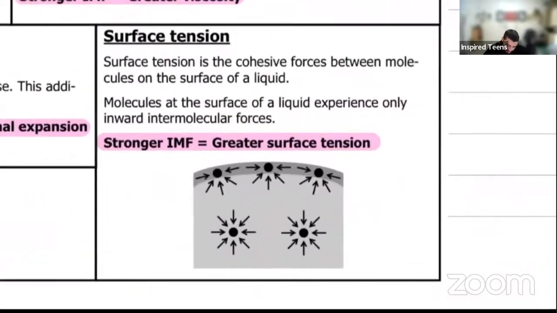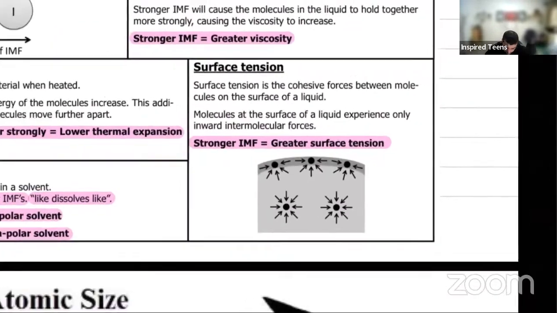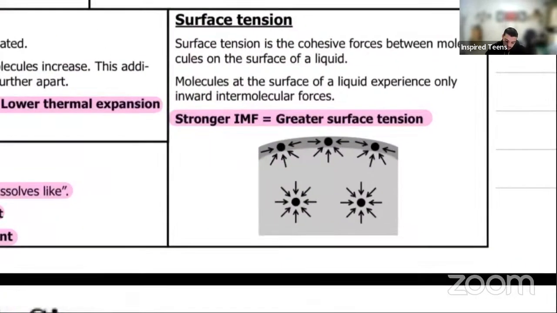So here, okay, surface tension is the cohesive forces between the molecules on the surface of the liquid, and it's bonding to the inside water molecules, because it's cohesive forces between molecules of the same substance. Okay, molecules at the surface of the liquid experience only inward intermolecular forces. So the greater the surface tension, the greater that they are attracted to one another, right, the greater the intermolecular force.